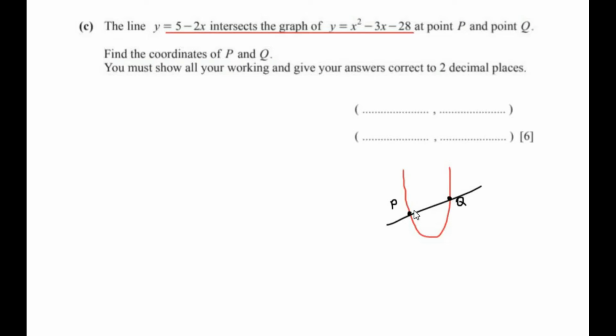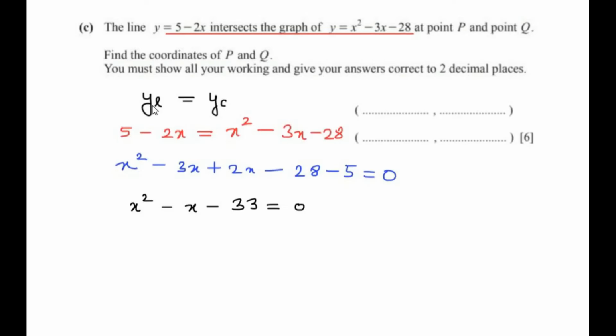Now if you see carefully, P and Q are the points where the curve is meeting the line. So if in the question it is given that the line intersects the graph, then we are going to take y of the line equal to y of the curve. So it can be written as the y equation of the line will be equal to the y equation of the curve. So here we are going to write the equation of the line, given as 5 minus 2x, equal to the equation of the curve, x square minus 3x minus 28.